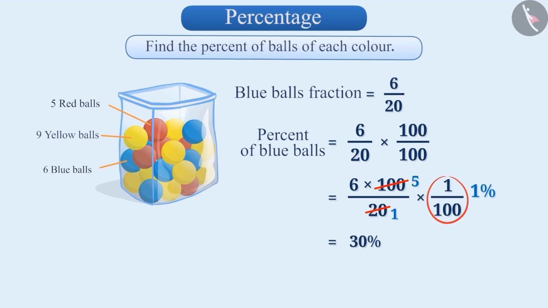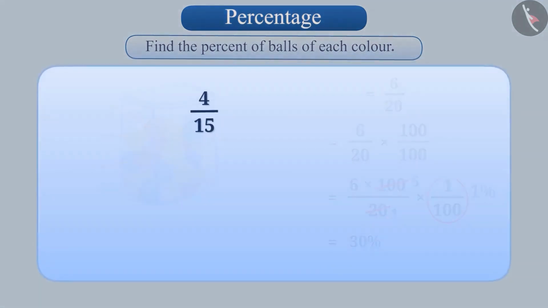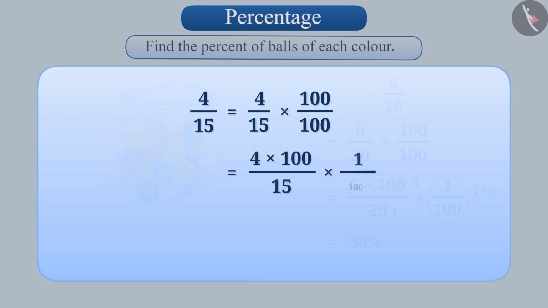This method is very effective in situations where there is a difficulty in converting the denominator of a fraction to 100. For example, to express 4 by 15 as a percent, we will multiply 4 by 15 into 100 by 100, which is equal to 4 into 100 by 15 into 1 by 100, which is equal to 400 by 15%, which is equal to 26 2 by 3%.